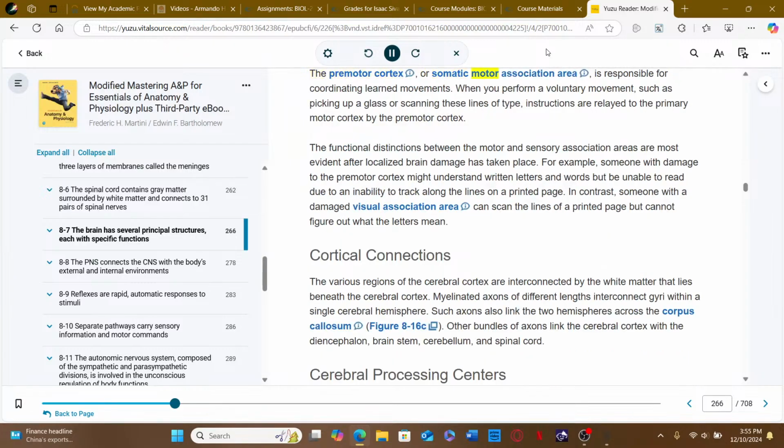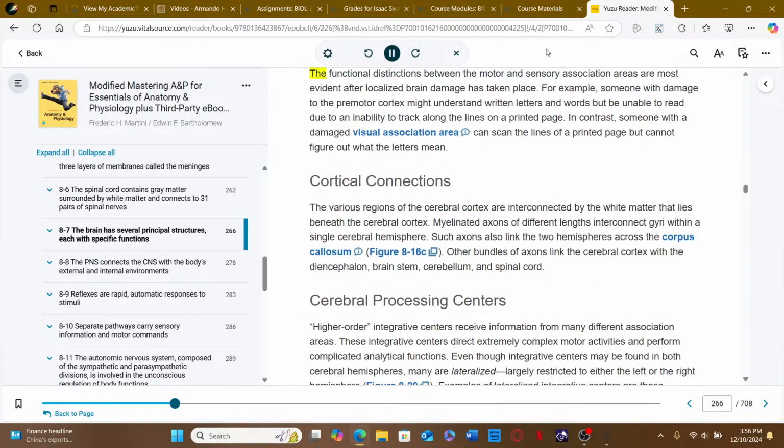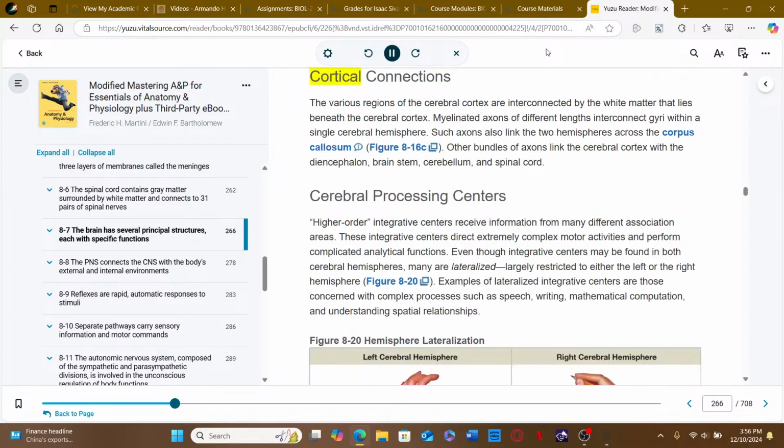The premotor cortex, or somatic motor association area, is responsible for coordinating learned movements. When you perform a voluntary movement, such as picking up a glass or scanning these lines of type, instructions are relayed to the primary motor cortex by the premotor cortex. The functional distinctions between the motor and sensory association areas are most evident after localized brain damage has taken place. For example, someone with damage to the premotor cortex might understand written letters and words but be unable to read due to an inability to track along the lines on a printed page. In contrast, someone with a damaged visual association area can scan the lines of a printed page but cannot figure out what the letters mean.